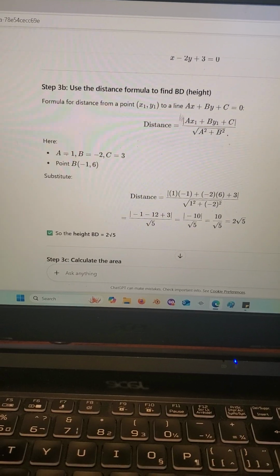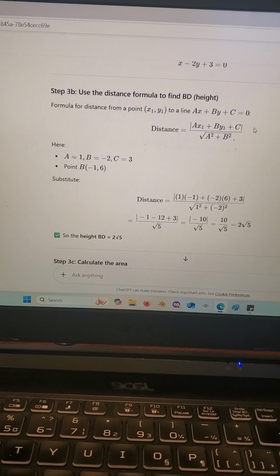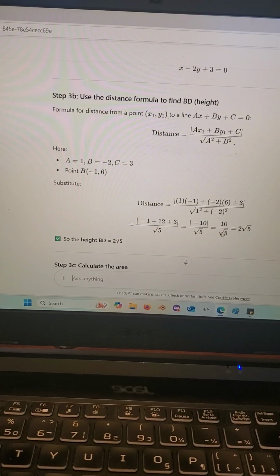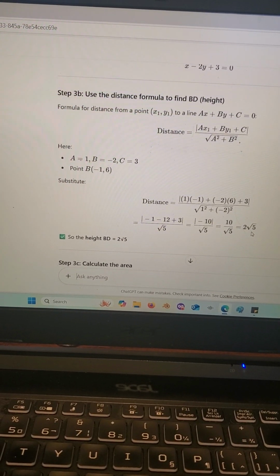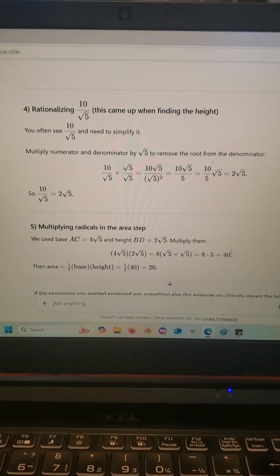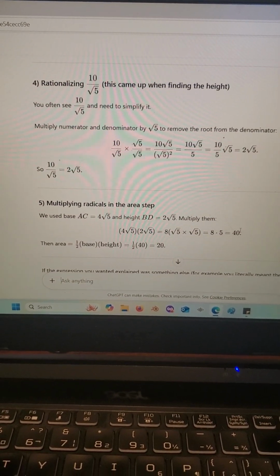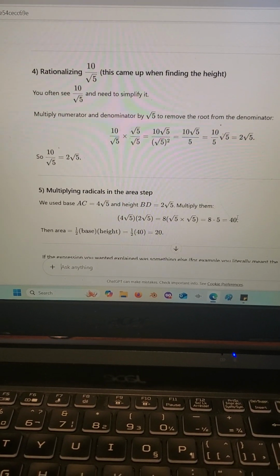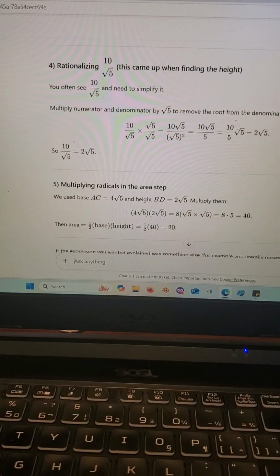Now this automatically makes it positive, if you're wondering what this does. So if it's a minus 10, it becomes 10 over 5, which is 2 over square root 5. So how did we get 2 over square root 5? If you follow this rule, rationalizing 10 over square root 5, you go right here.